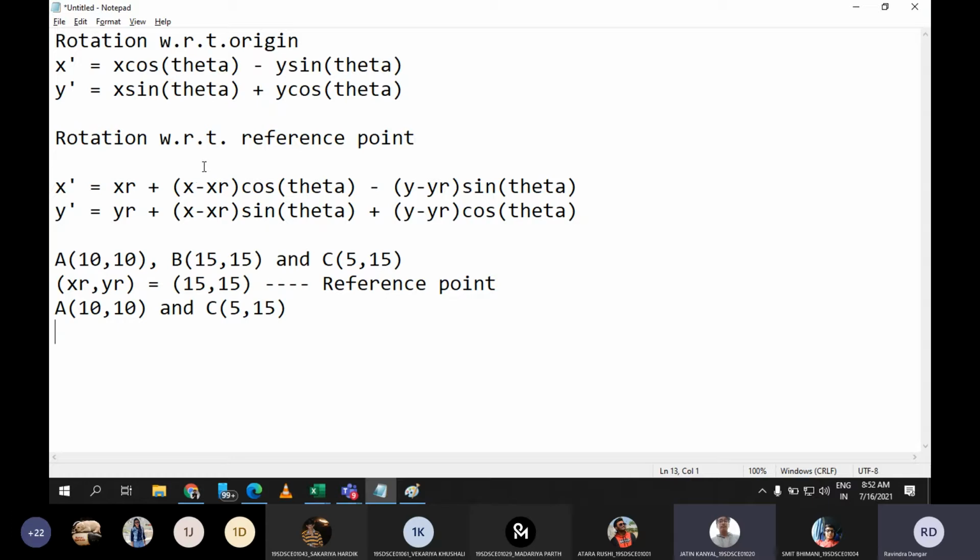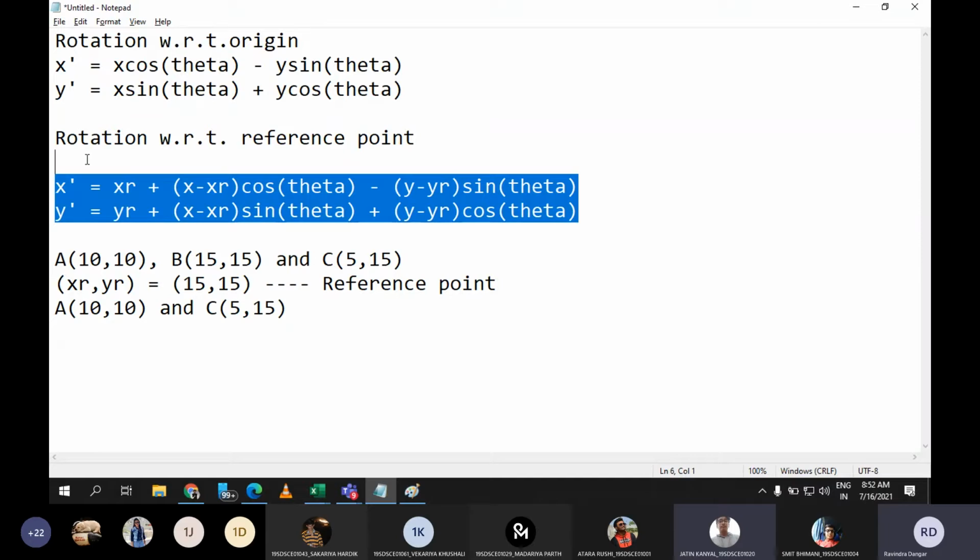Sir, we only need to deal with these formulas for now, right? Correct, yes. These are the equations which we derived yesterday only. Once you know the equations, you just need to deal with the equations only. Okay, sir.